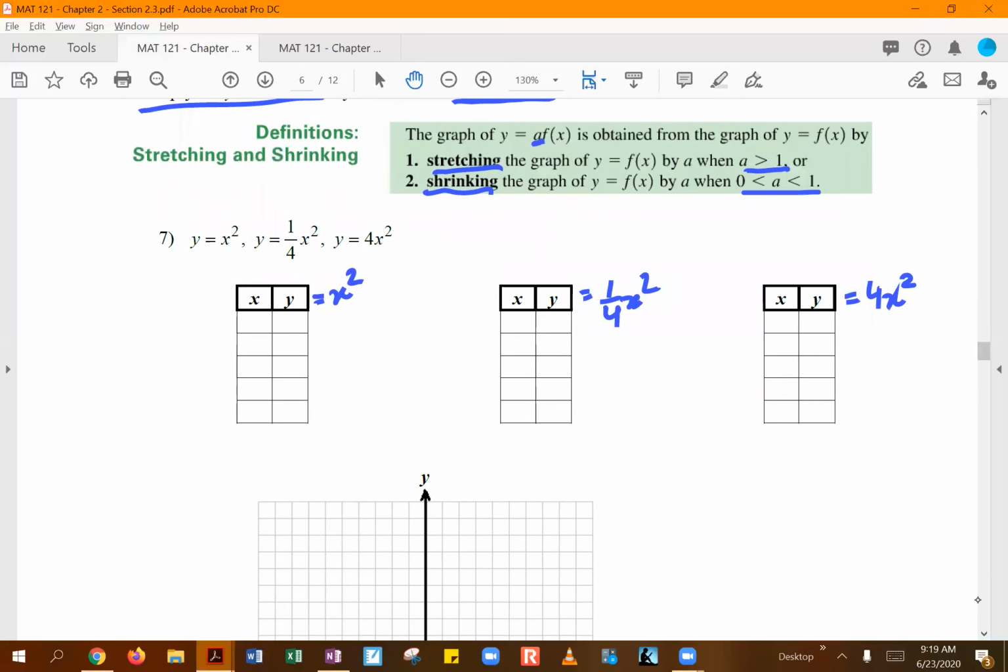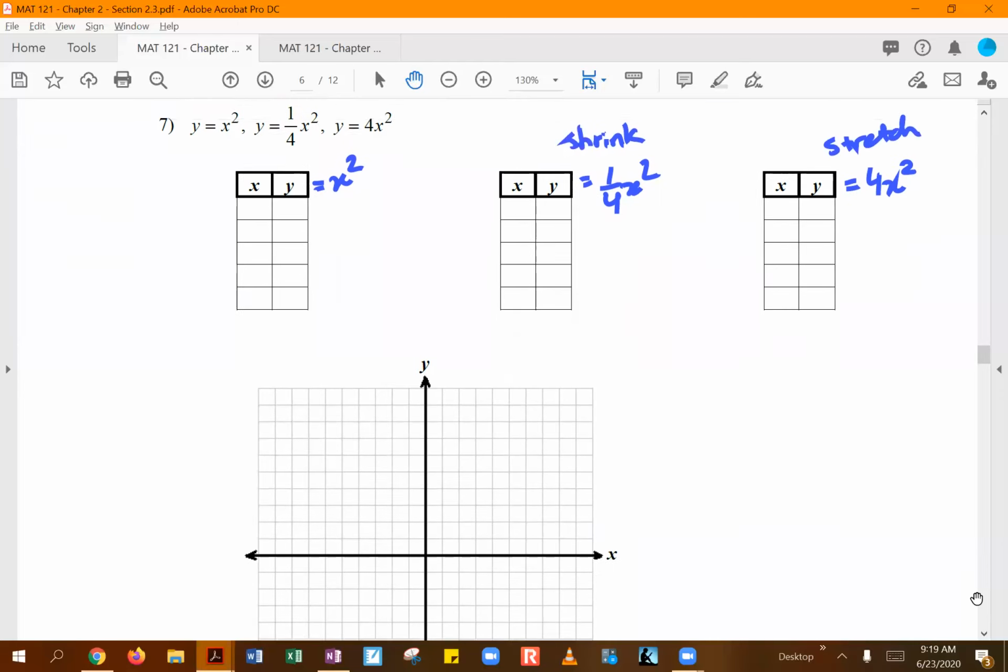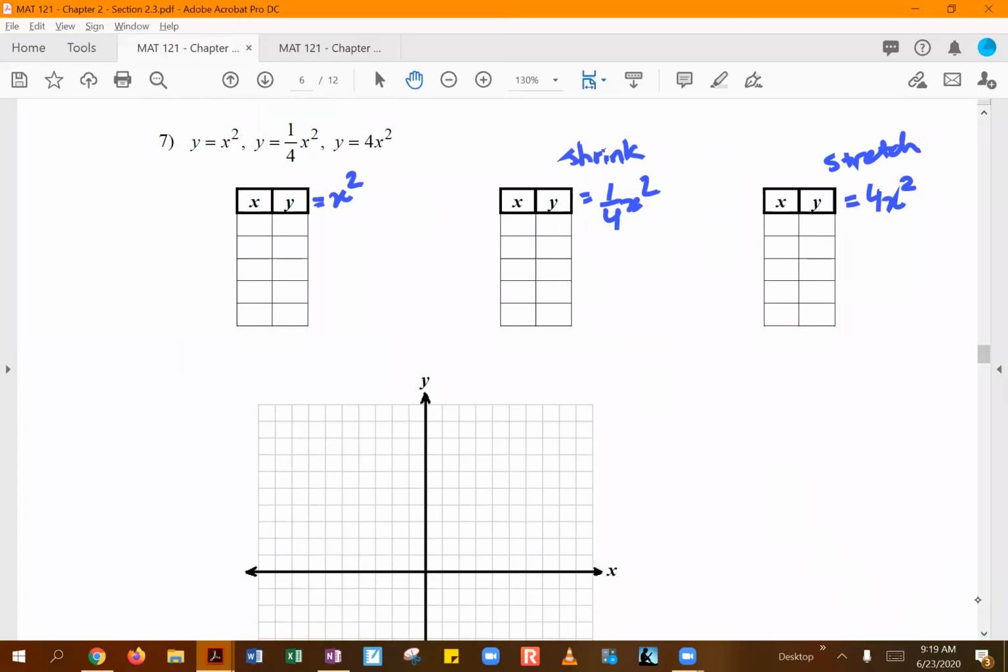As you can see, the 1/4 is the number between 0 and 1, so we should expect to see shrinking happening in that function. 4, of course, is a number greater than 1, so this is where we should notice the stretching happening on our function. So let's go ahead and take a look at this. We've got, again, our 5 basic points: -2, -1, 0, 1, and 2. These give us 4, 1, 0, 1, and 4.